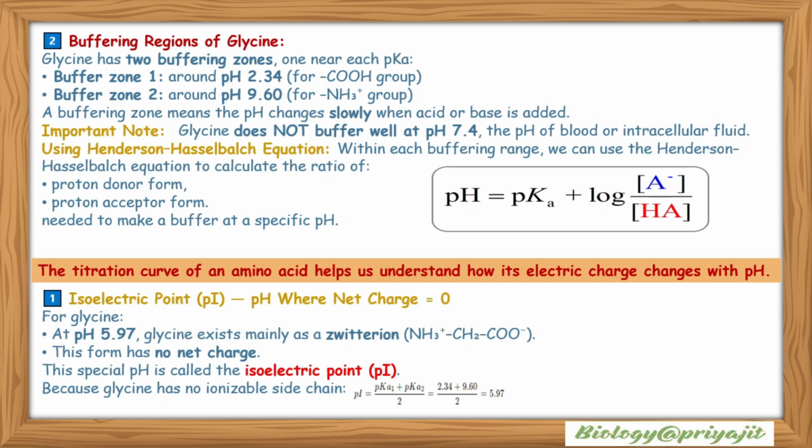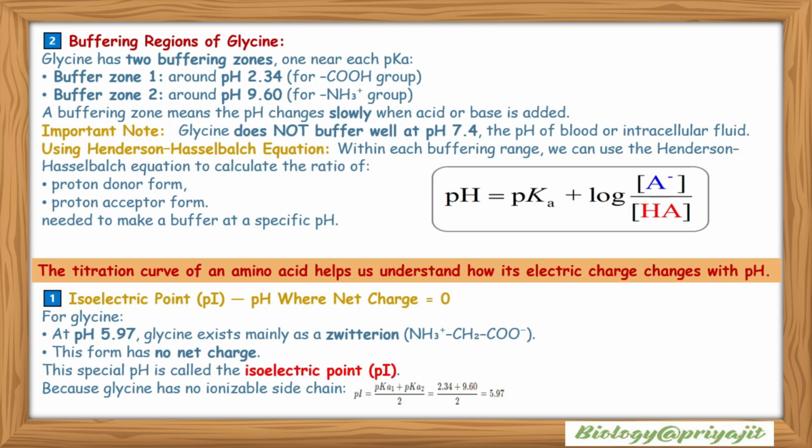Using the Henderson-Hasselbalch equation: within each buffering range, we can use the Henderson-Hasselbalch equation to calculate the ratio of proton donor form and proton acceptor form needed to make a buffer at a specific pH. So pH is equal to pKa plus log [A-]/[HA]. The titration curve of an amino acid helps us understand how its electric charge changes with pH.